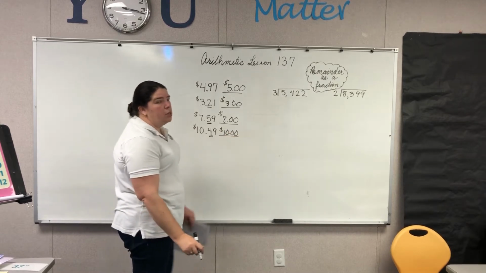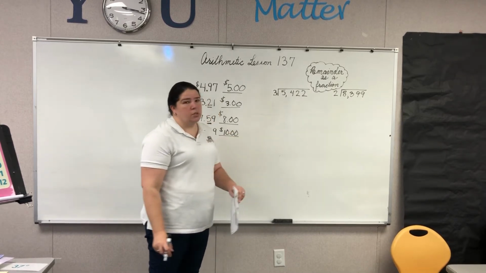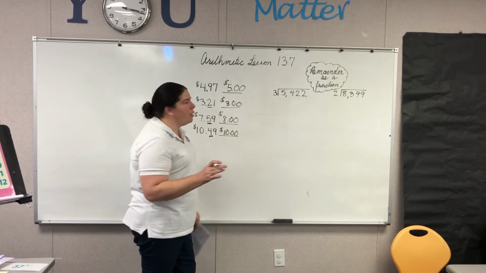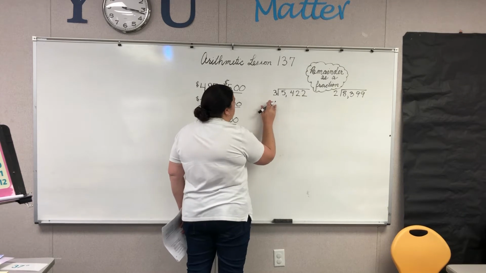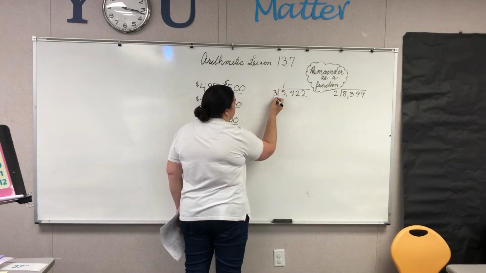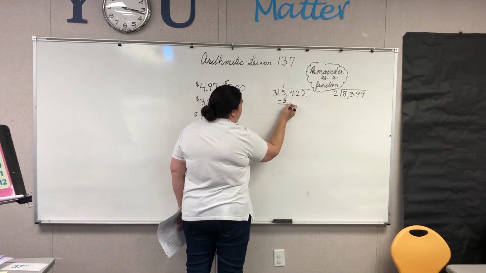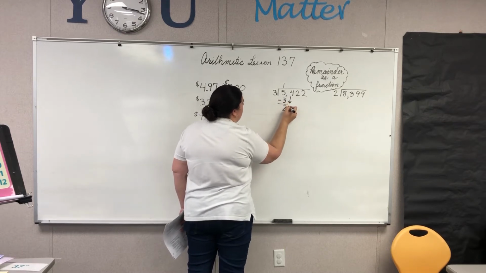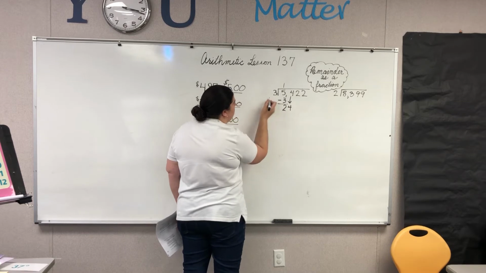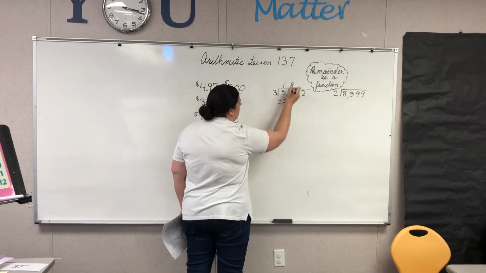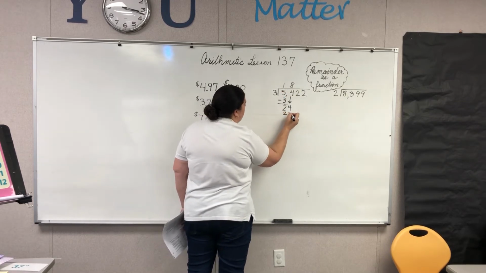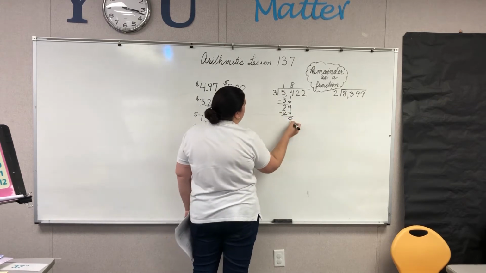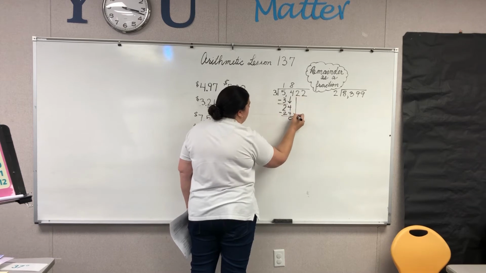Okay, now we're going to talk today about remainders. When we have any remainder, we're going to make it into a fraction. This is how it's going to go. 5 divided by 3 equals 1. 1 times 3 is 3. 5 minus 3 is 2. 2 is less than 3, so we bring down. We now have 24. 24 divided by 3 is 8. 8 times 3 is 24. 24 minus 24 is 0. 0 is less than 3, so we bring down.